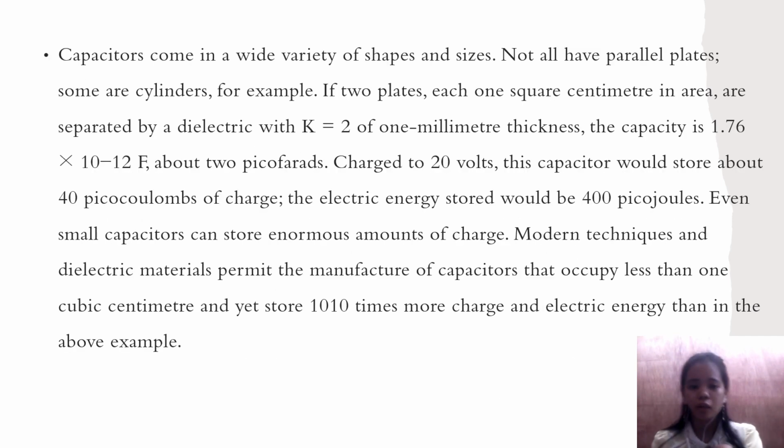So capacitors come in a wide variety of shapes and sizes. Not all have parallel plates. Some are cylinders. Consider two plates, each 1 square centimeter in area, separated by a dielectric with K equal to 2, 1 millimeter thick. The capacity is 1.76 times 10 to the minus 12 F, about a picofarad. Charged to 20 volts, the capacitor will store about 40 coulombs of charge. The electric energy stored would be 400 picojoules.